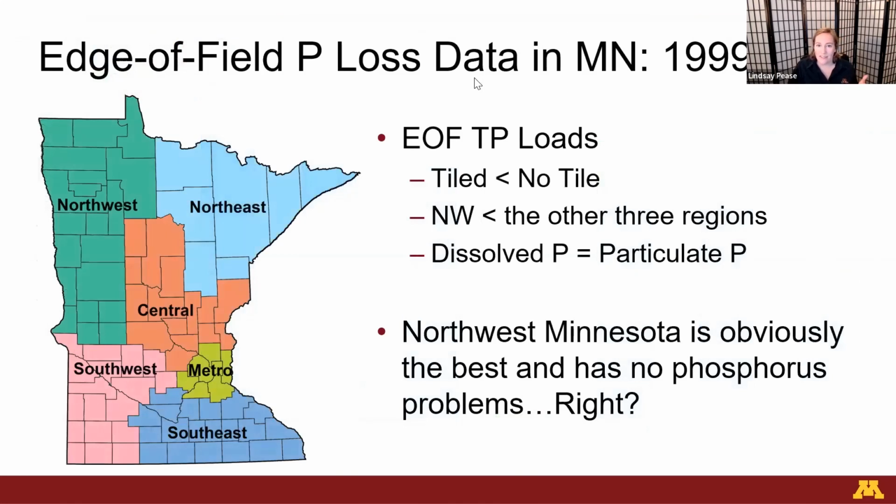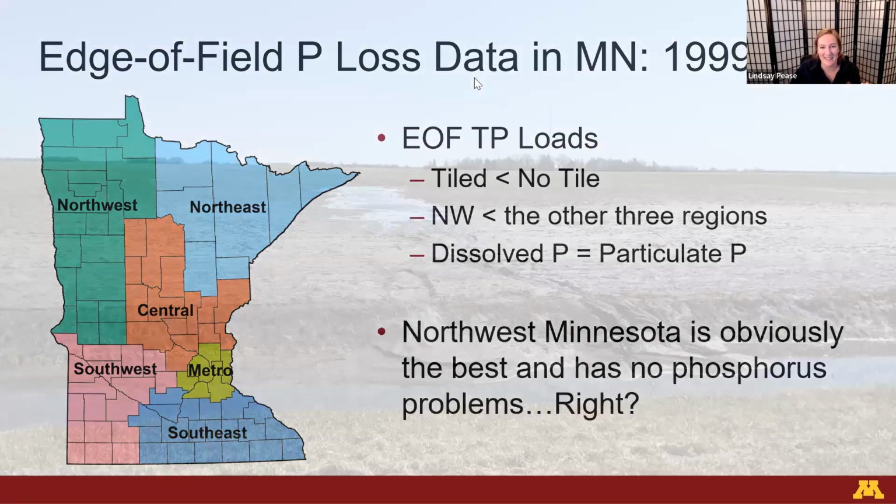Just to summarize this part of the study, for our phosphorus loads, our tile drainage actually had less phosphorus loading than our untiled sites. Northwest Minnesota was less than the other three regions, so we don't have to be quite as concerned. But our dissolved phosphorus was about the same. So whether it's attached to soil particles and eroding versus just coming through the tile lines naturally, it was about even. So Northwest Minnesota, and I would say the Great Plains, obviously the best and has no phosphorus problems. That's what we're learning.